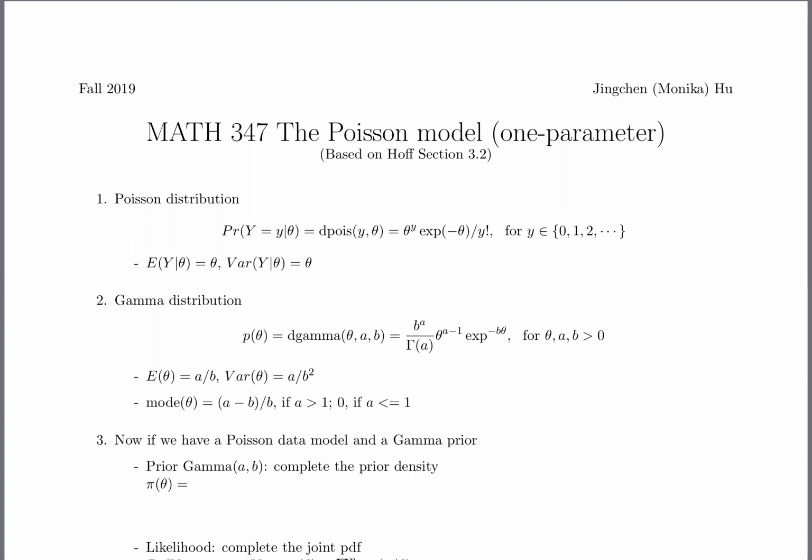The first one that I'm going to do is a Poisson one-parameter model, and I want to make sure that we get enough practice to know how to derive the posterior if you're given the particular prior together with the likelihood function. So this is the first one we're going to cover.